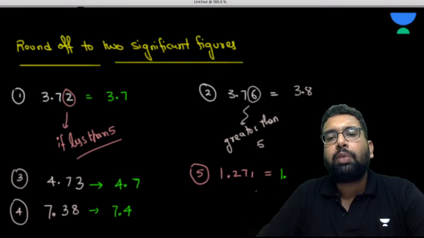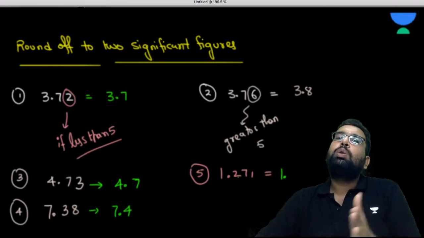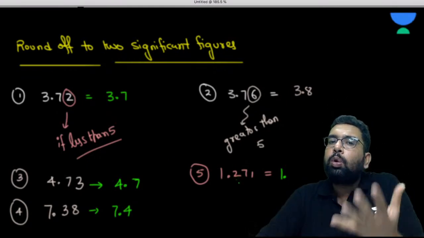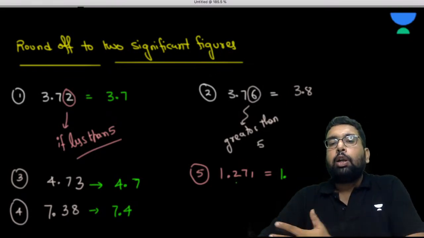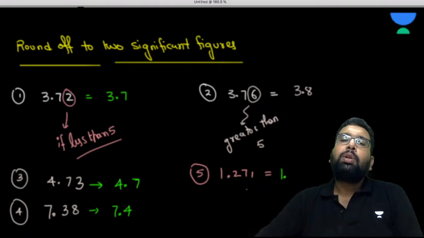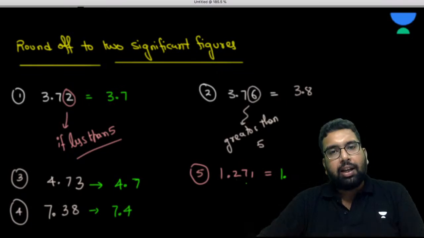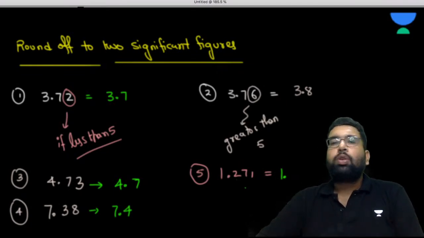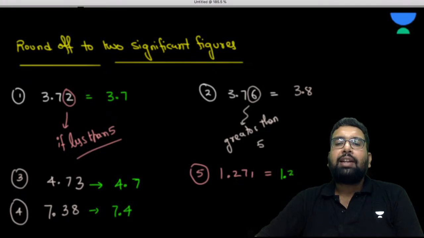So with 1.271, we are having this question: this is 2. The question is whether to keep this 2 as it is, or make it 3. For that, you have to see the next number after 2. The next number is 7, which is greater than 5. So when it is greater than 5, you can increase this to 3. You have nothing to do with this one. I hope this is fine to everyone.